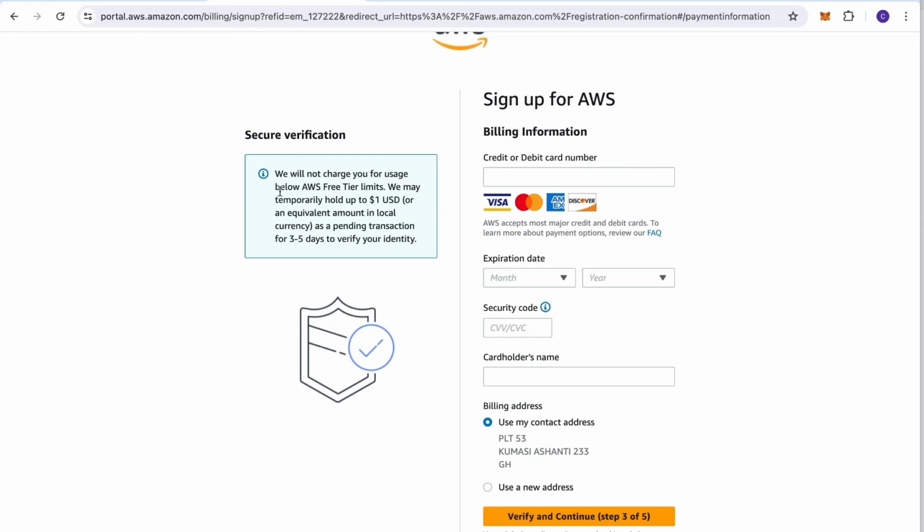So it says that we will not charge you for any usage below this. We may temporarily hold $1, so they would send a $1 charge on the account just to verify that it's actually a proper working card and a person is behind it, not just a bot. They may reverse it back to you. So I'm going to provide my card details. However, I'll be off screen so that when we come back, we will continue from there.